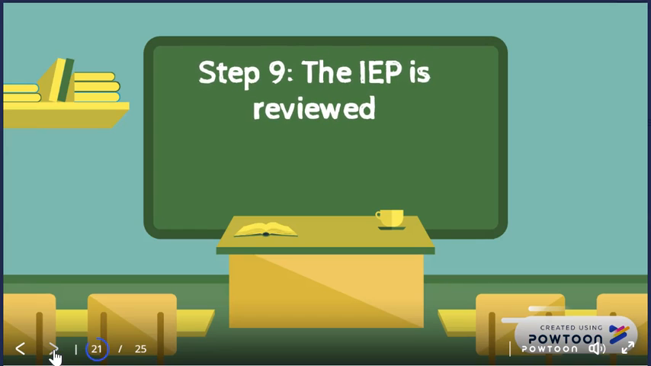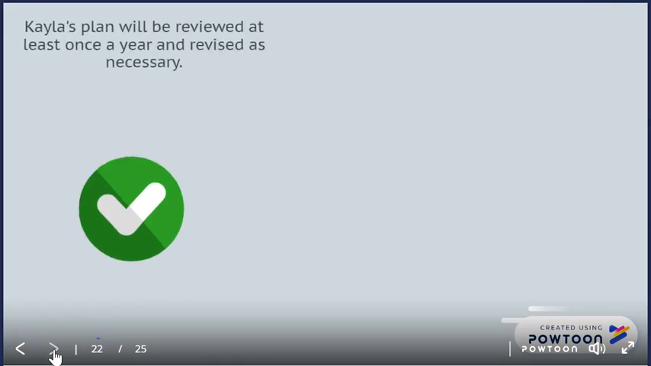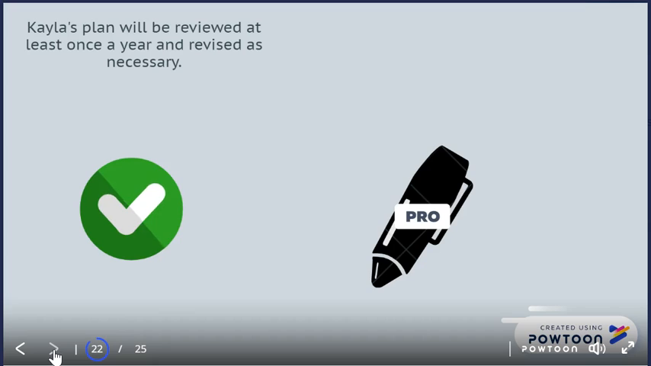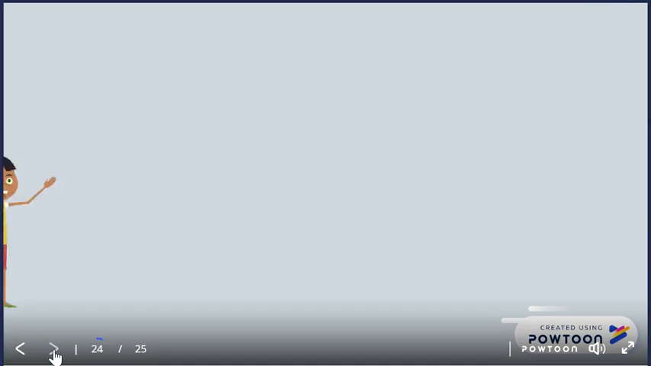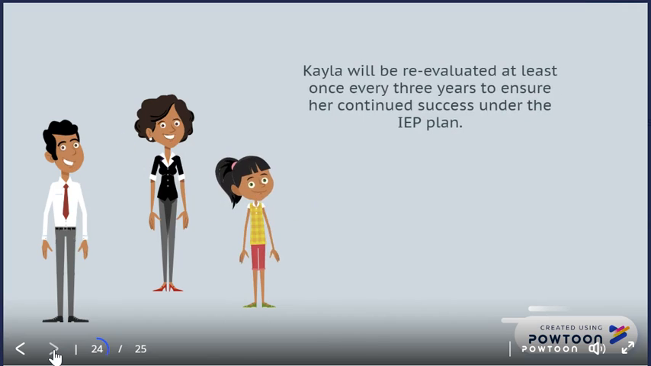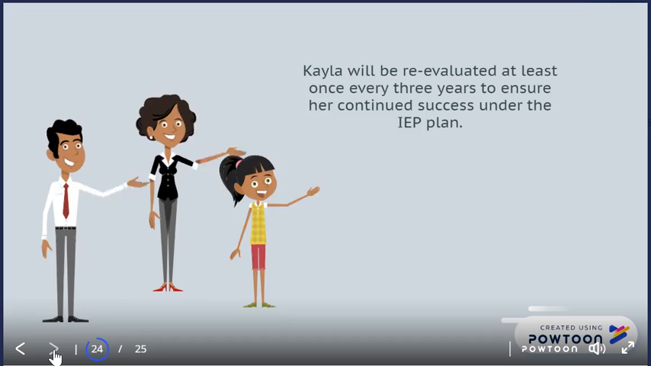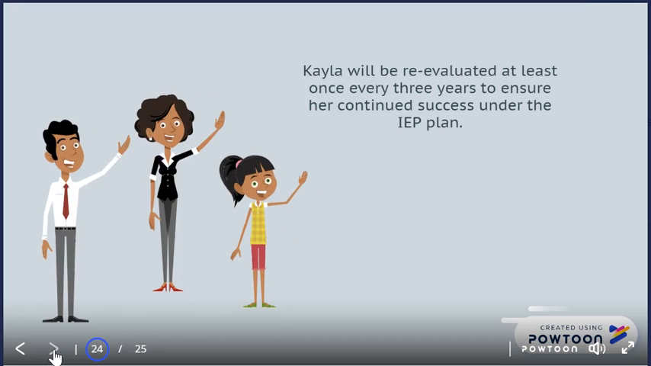Step 9, the IEP is reviewed. Kayla's plan will be reviewed at least once a year and revised as necessary. Step 10, the student is reevaluated. Kayla will be reevaluated at least once every 3 years to ensure her continued success under the IEP plan.